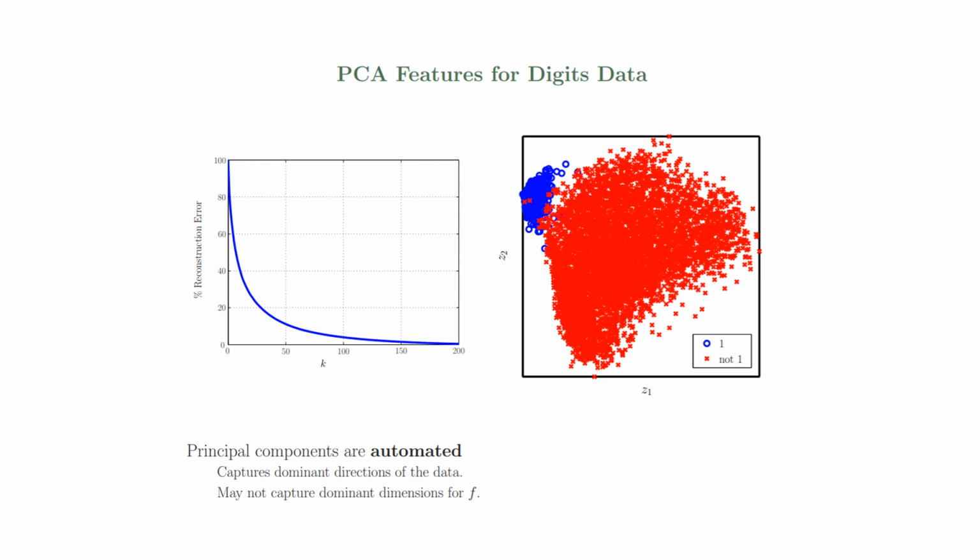It gives a really good separation in terms of one versus not one. It is already giving you that separation, which is excellent. But the important thing here is to consider this graph, which is showing percentage reconstruction error versus the number of dimensions that were considered.